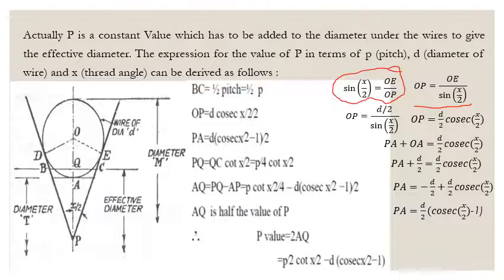And OE, we can see here, is the radius, which is equal to d by 2, that is the diameter of the wire divided by 2, the radius of the wire. So OP will be equal to d by 2 times cosecant of x by 2. Okay, that's what is written in this equation.